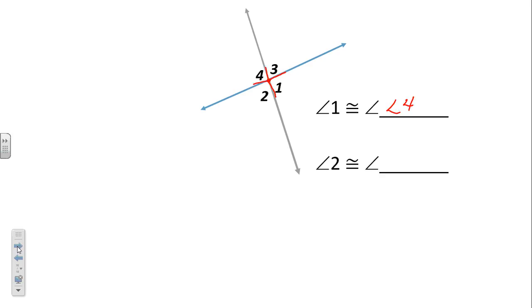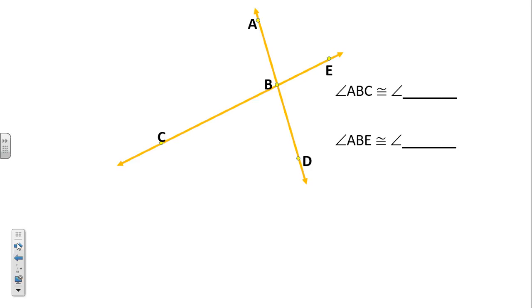Okay. Dara, which one is congruent to angle 2? Angle 3, because angles 2 and 3 only share a vertex. They're opposite each other. So those two are congruent. Okay. Questions about this slide? Feel good about this one? All right. Let's pick on page.